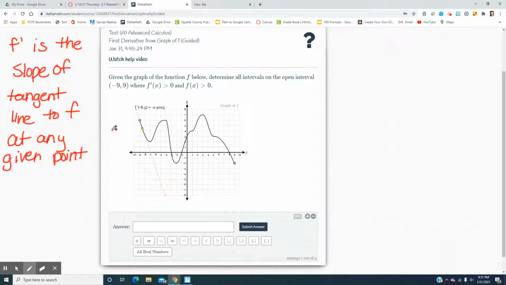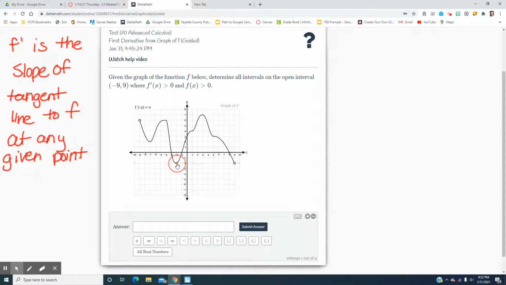Okay, so let's see. At this part, if I trace the graph, notice how the values of f prime change. Right now, all the values of f prime are negative as f is decreasing. And then when f changes to increasing, the values of f prime are all positive. And they stay positive until f starts to decrease again. When f is decreasing, f prime has negative numbers.